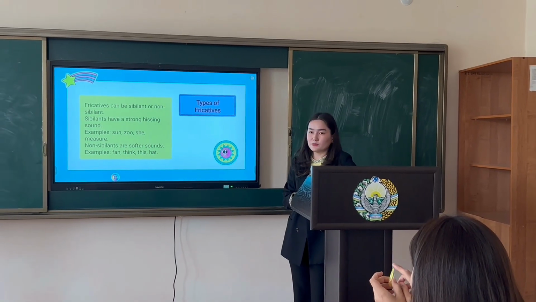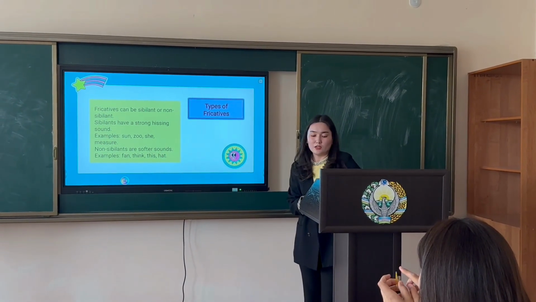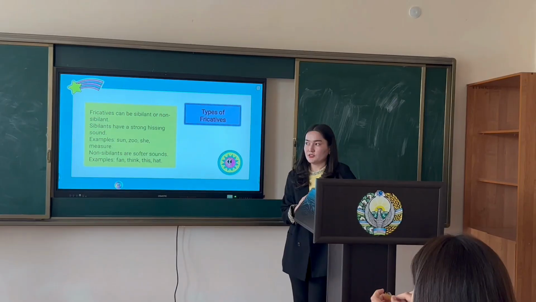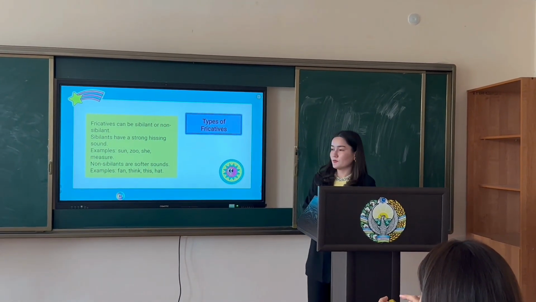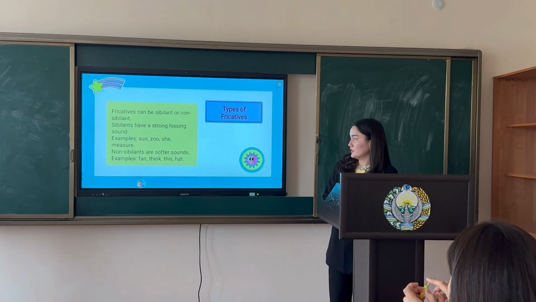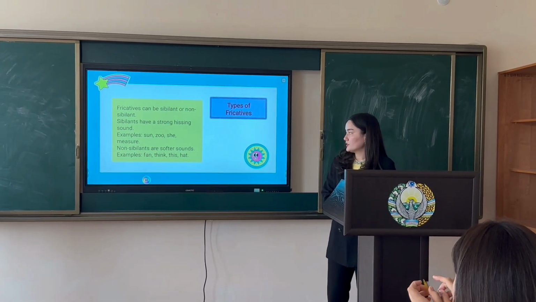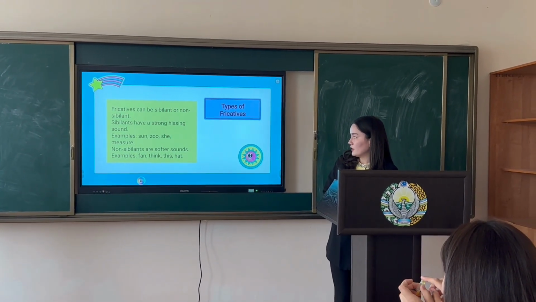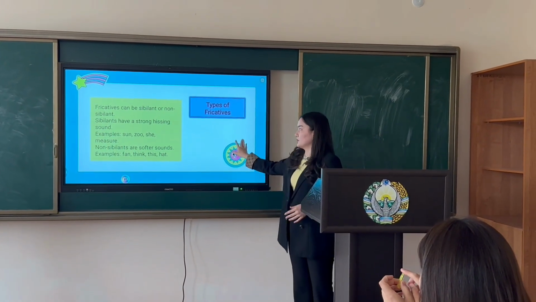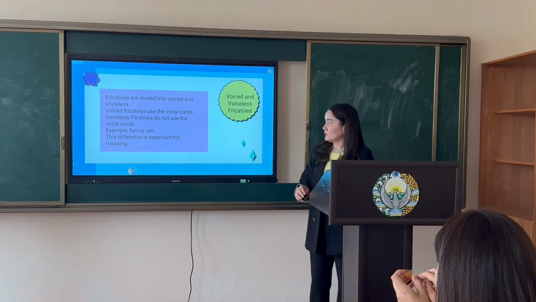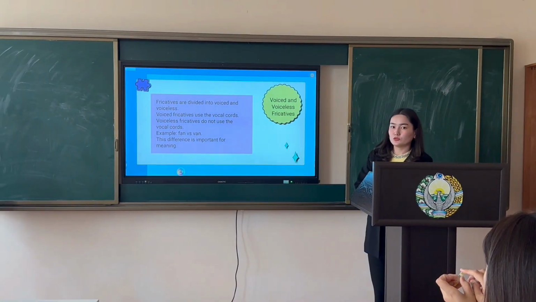And the non-sibilant fricatives are softer than sibilant fricatives. For example, in the words "fan," "thing," "this," and "hat," the F, the T-H, and the H are non-sibilant fricatives. And also, fricatives are divided into two types.